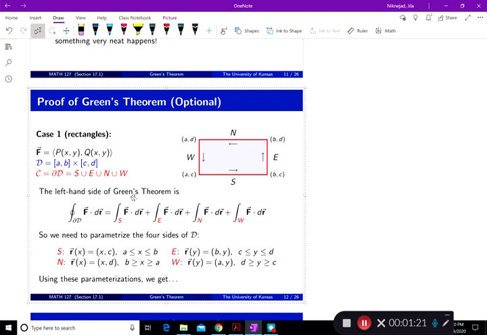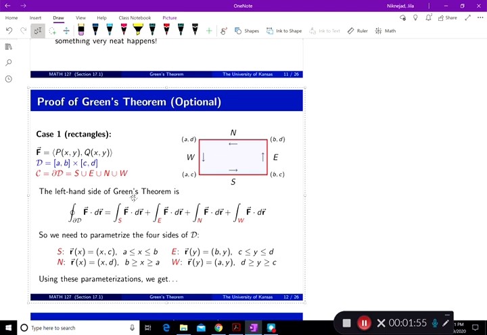And so the contour integral of F dot dr is going to be the vector line integral over S, the vector line integral over E, the vector line integral over N, and the vector line integral over W, all added together. Remember, on S and N, dy is 0; on E and W, dx is 0.